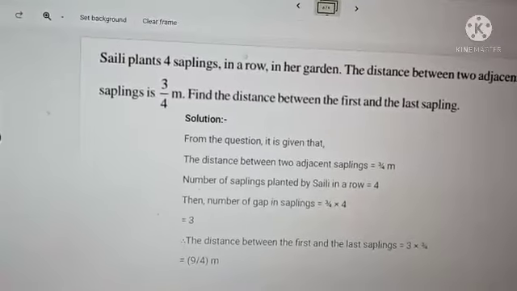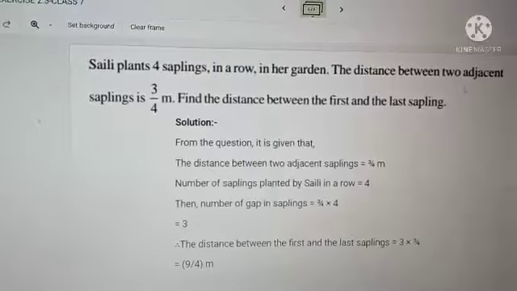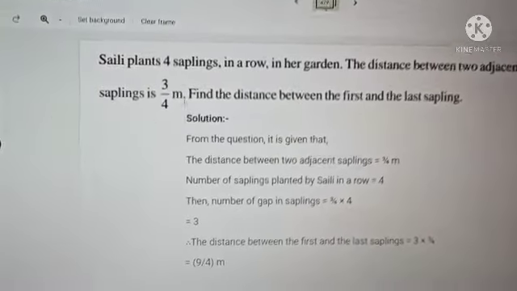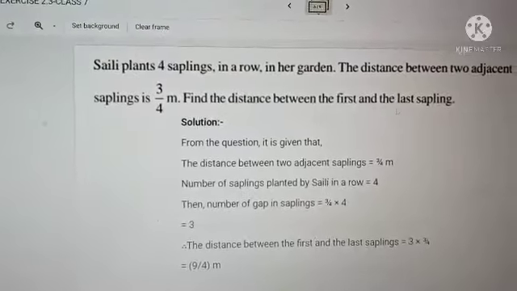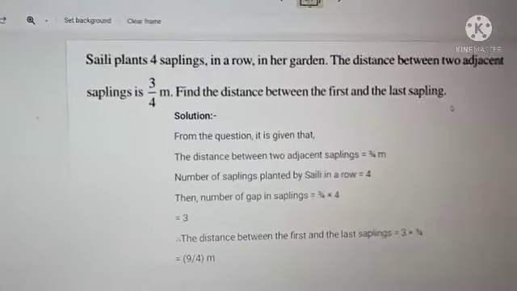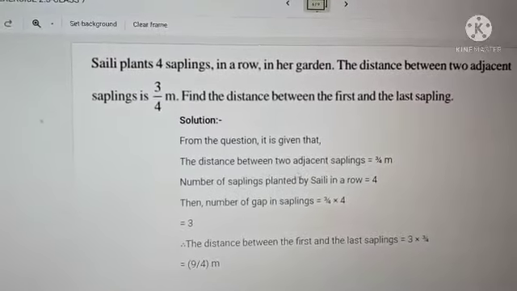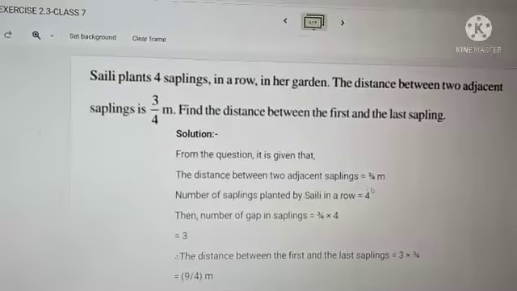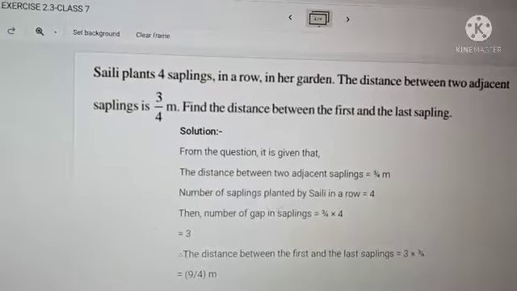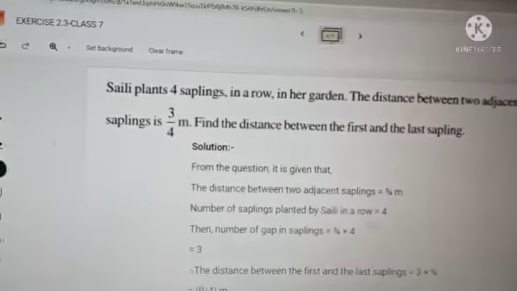Salil plants 4 saplings in a row in her garden. The distance between two adjacent saplings is 3 by 4 meter. Find the distance between the first and the last sapling. So, from the question it is given that the distance between two adjacent saplings is 3 by 4 meter. Number of saplings planted by Salil in a row is 4.